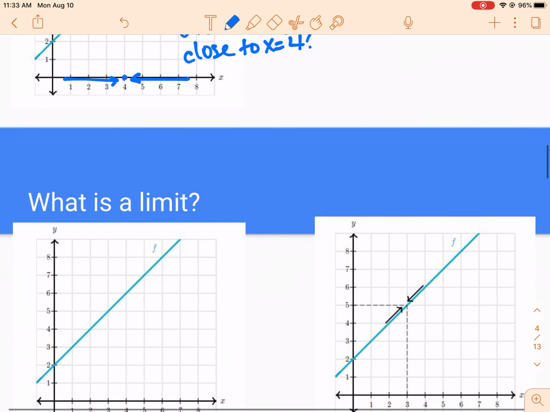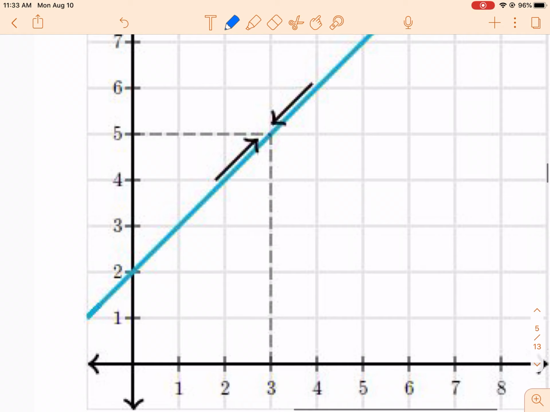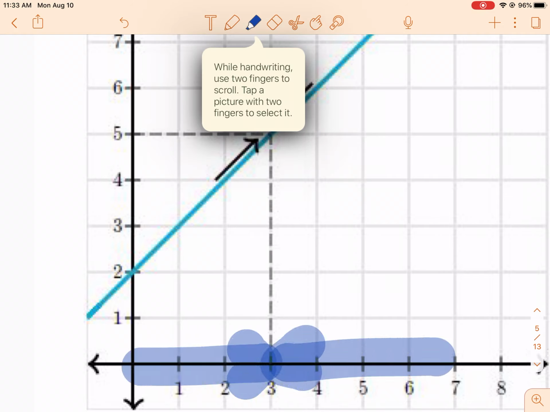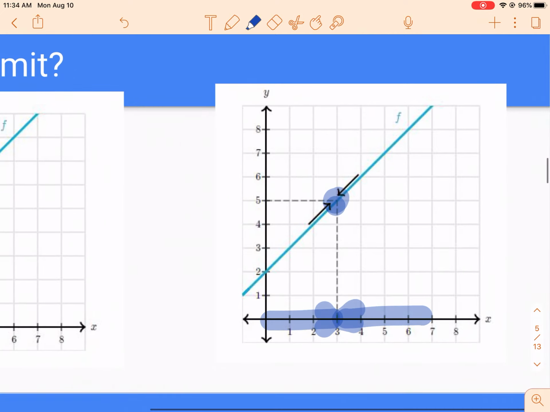Okay, so let's take a look at another one, or it's just another picture of the same one. And here's the idea again. As we are approaching 3, as our x values are getting close to 3, our y value, what's that going to be? Our y value is 5. That would be the outcome of this.